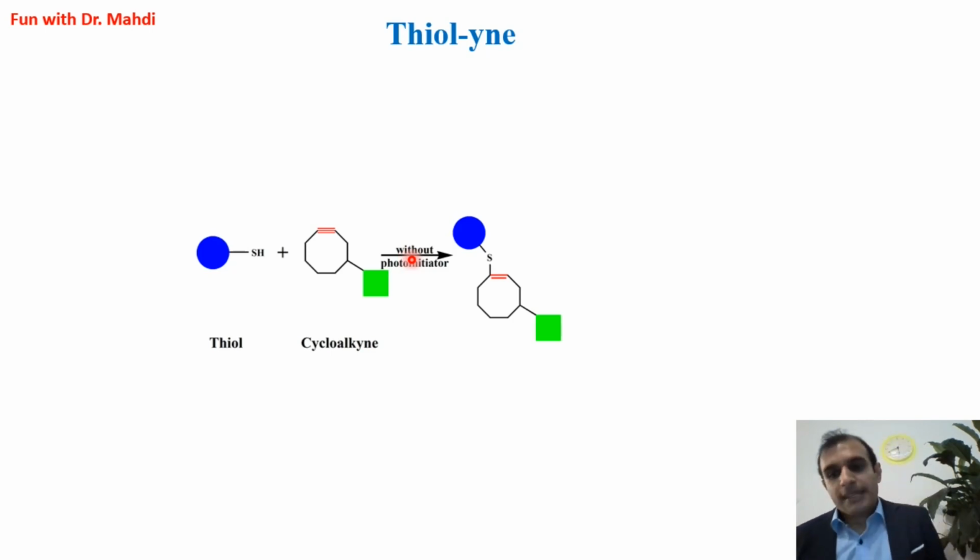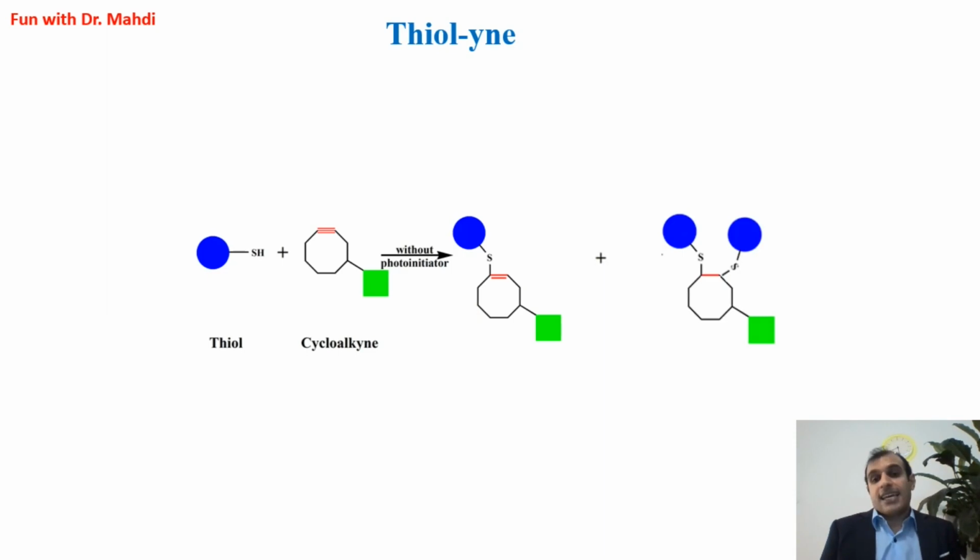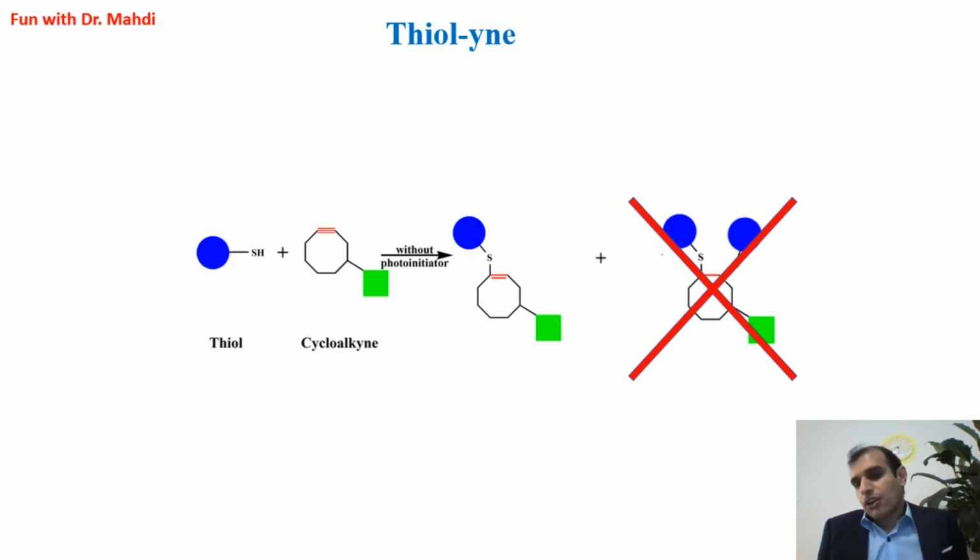When we have linear alkyne, please note, it's very, very important. When we have linear alkyne, 2 thiols can participate in a click reaction. But when we have cycloalkyne, only 1 thiol can participate in the reaction with alkyne. I mean, the triple bond turns into a double bond. Maybe you ask me, we expect to have something like this, and again the double bond turns into a single bond. No, we don't have something like this. It's very important. When we have cycloalkyne, only 1 thiol can participate in the reaction with alkyne, but when we have linear alkyne, definitely 2 thiols can participate in the reaction.